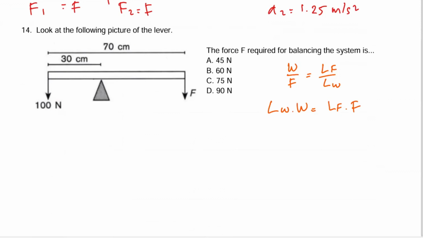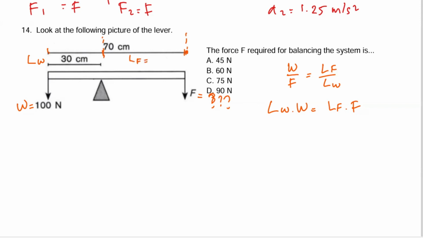The important thing here is that the weight is 100 Newton, and this 30 centimeter is the distance from the weight to the fulcrum. So this is the LW. But be careful with the 70 cm there. 70 cm is the distance from the weight to the force. If we want to get the LF, or the force arm, we need to count from the point where we apply the force to the fulcrum. So only this one is going to be the LF.